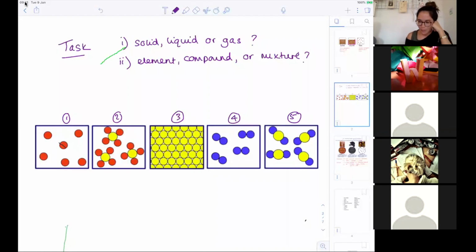Okay, so number 1, we have a gas, and that's because the particles are extremely far apart. And we also have an element, and that's because it contains only one type of atom. Did everyone get that right?